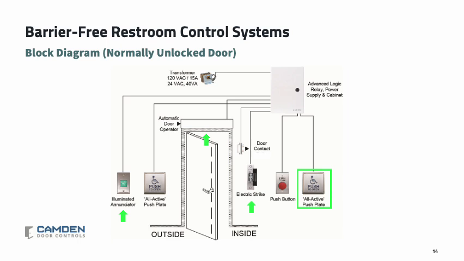Firstly, the electric strike will de-energize and unlock. This is very important because we don't want to have a situation where the automatic door operator is trying to open the door while the strike is locked. Therefore, there is a slight delay on energizing the automatic door operator. And of course, we will turn off the illumination of the locked or occupied status.